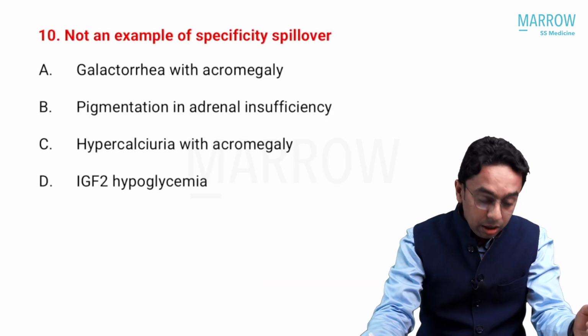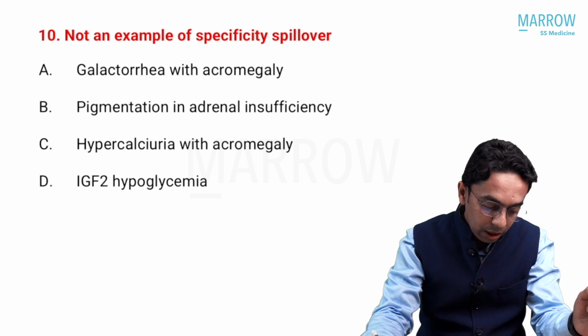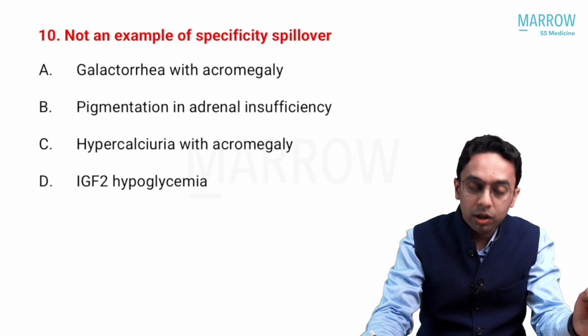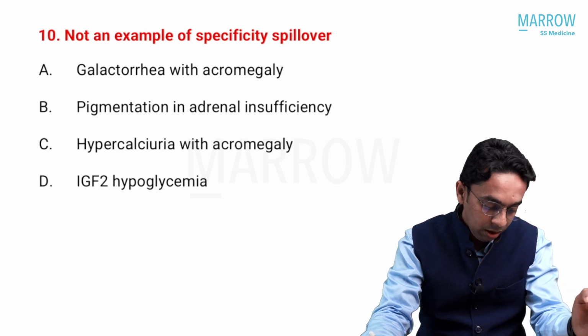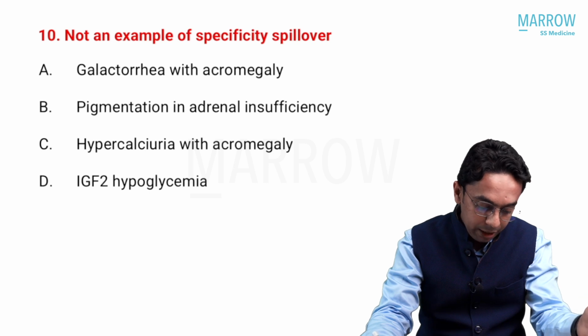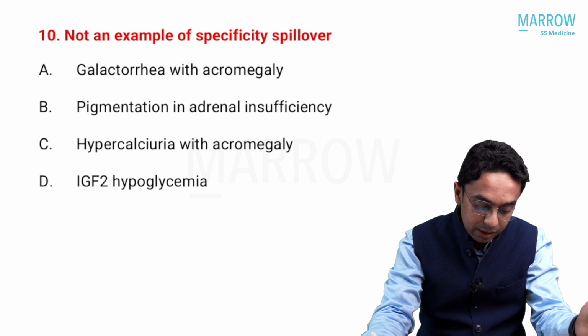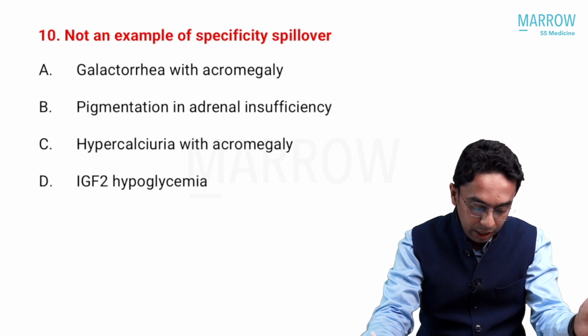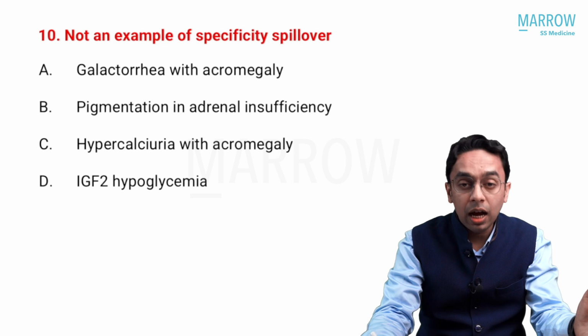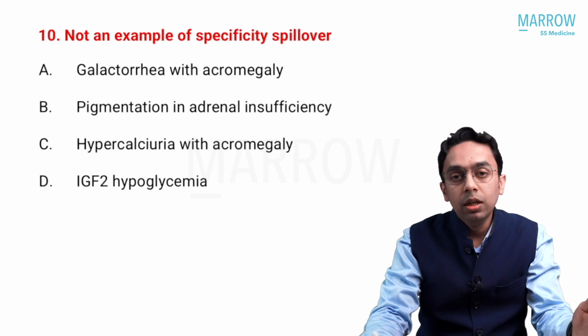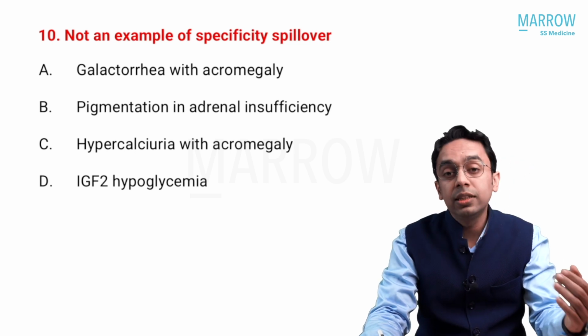Okay, coming to question number 10, not an example of specificity spillover. This is a very good question. Galactorrhea with acromegaly, pigmentation in adrenal insufficiency, hypercalciuria with acromegaly, and IGF-2 mediated hypoglycemia. Okay, so first, what is this specificity spillover?